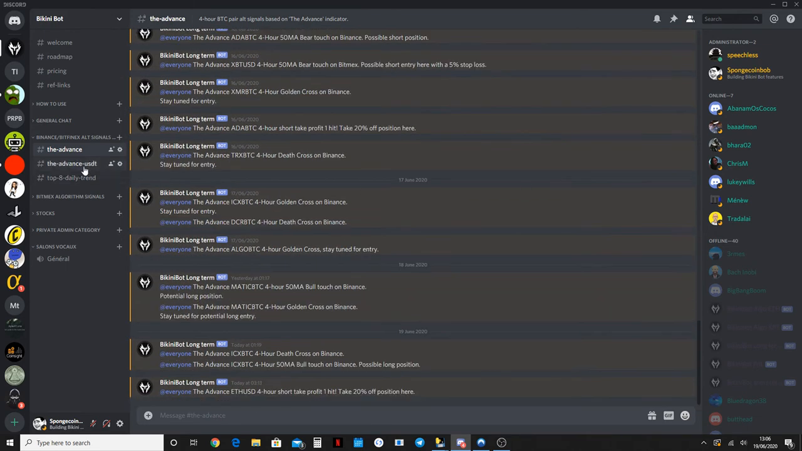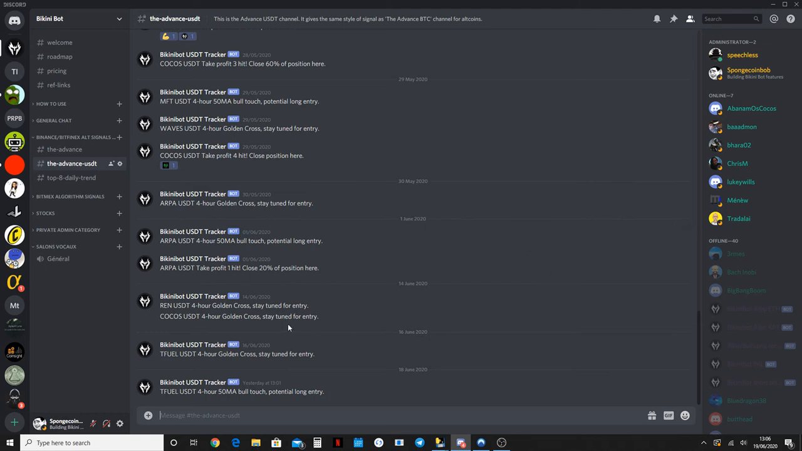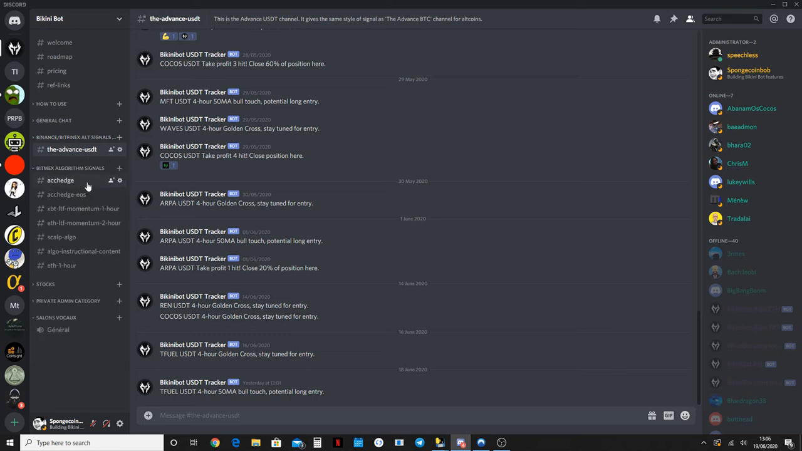So that's the advance. The advanced US dollar tether is the same strategy, it's just for US dollar tether. We just separated it here so that it's more organized and easier to understand and track for the customers. So it's the same as the advance. The next signals will be the actual sort of BitMEX algorithm. So these are for the majors like Bitcoin, Ethereum, EOS, things like that.